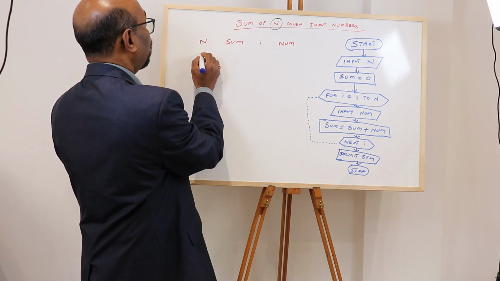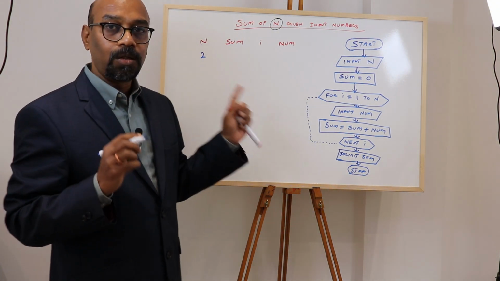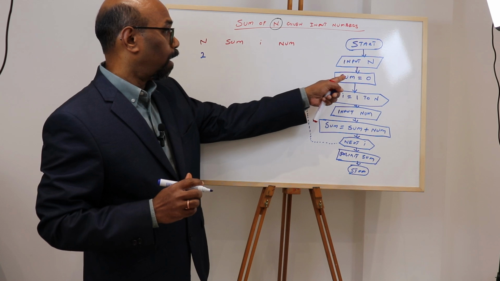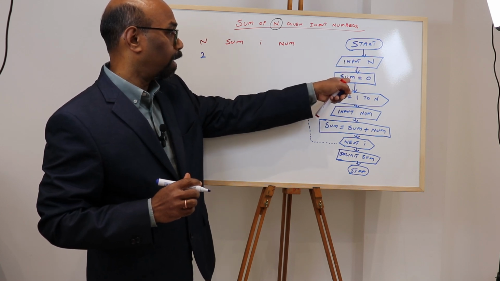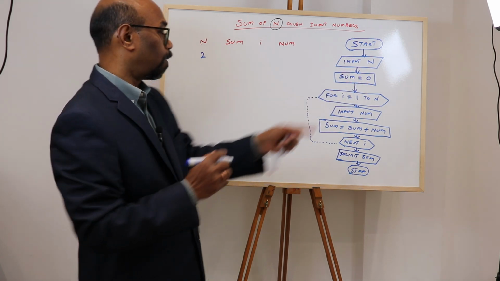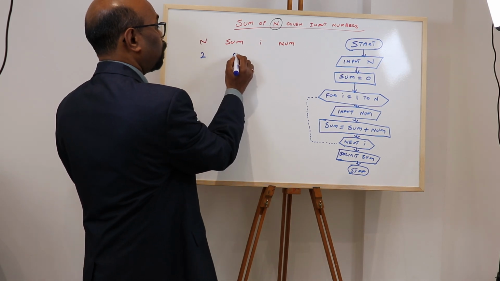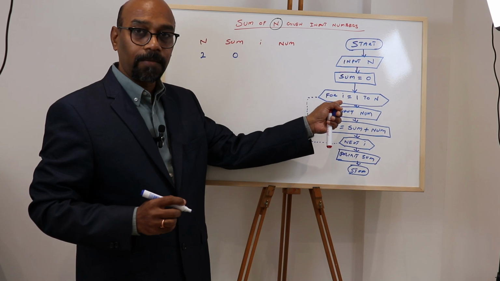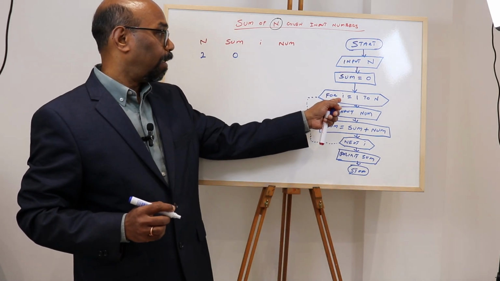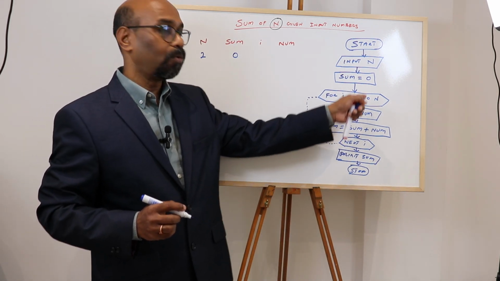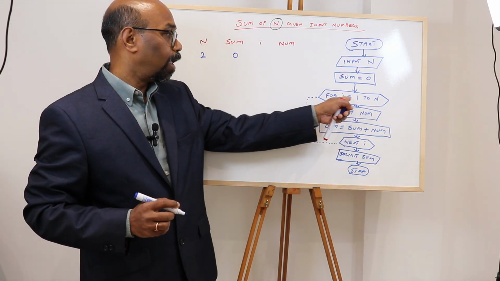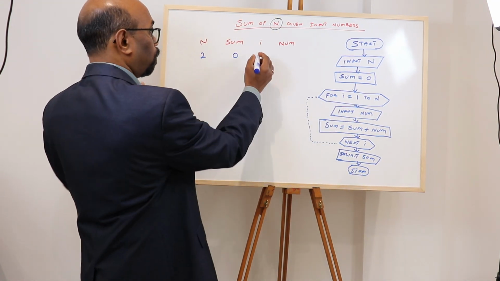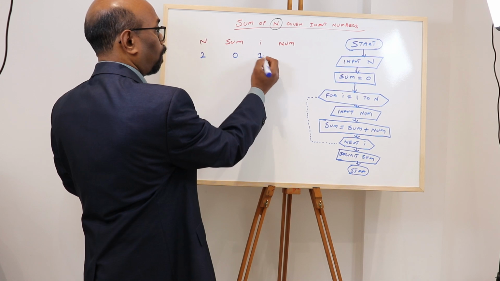My n, how many numbers I'm going to add? Two numbers. Okay, next control comes to here, sum equal to 0. So the sum's initial value is 0. Now this is where my loop starts. I equal to 1 to n. The I value's initial value is 1, so I put 1 there.